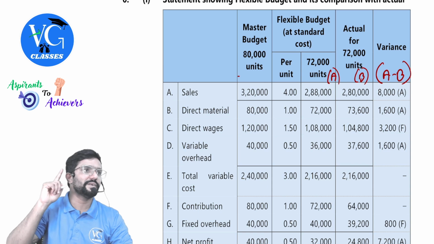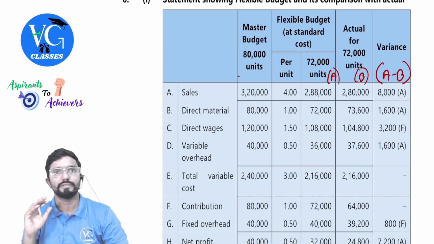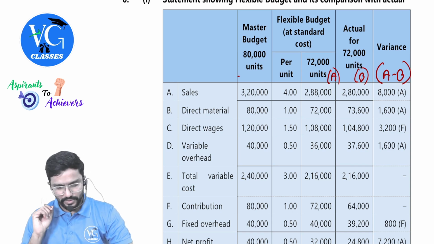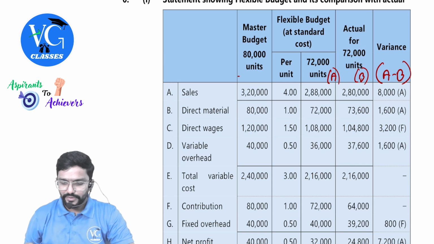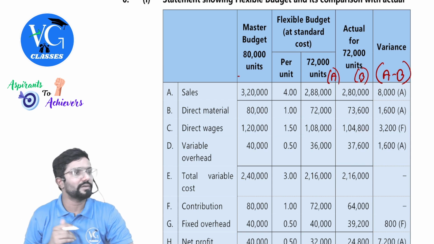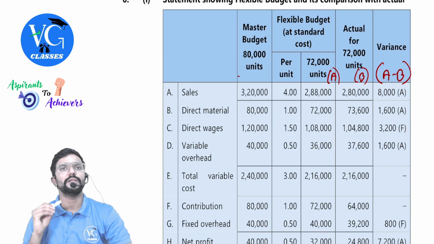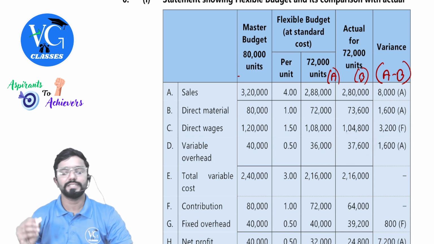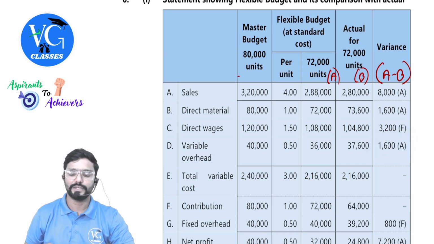Only for sales it would be reverse, guys. Please be careful. If actual is less, it is not a good sign. Actual should be more than budgeted. Okay. Same way for direct wages, standard cost was 1,08,000, guys, but actually I have incurred 1,04,800. Good, I have saved something. How much is favorable? 3,200. Then variable overhead, 36,000 is standard, but actually I have incurred 37,600, 1,600 adverse.